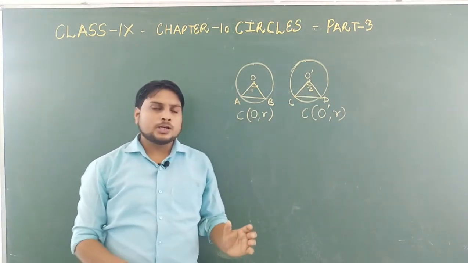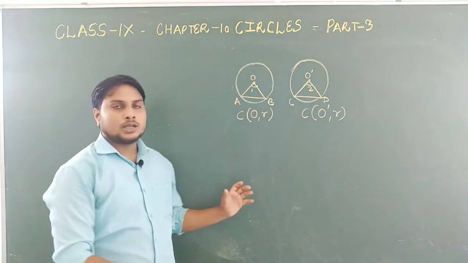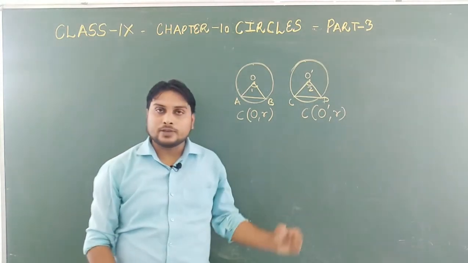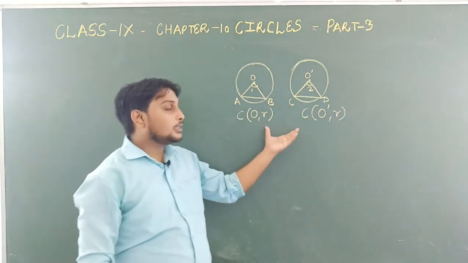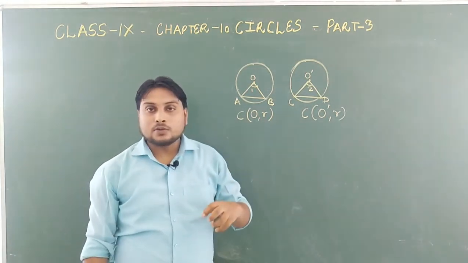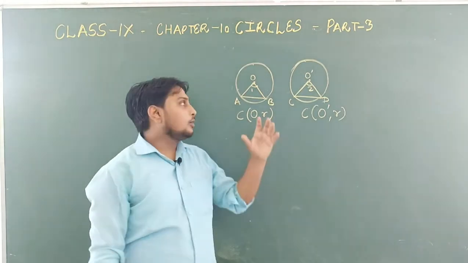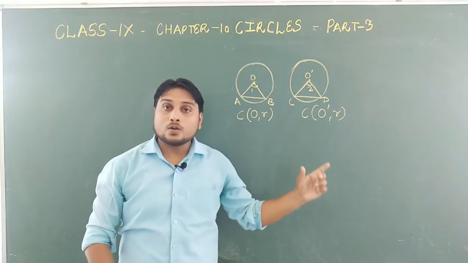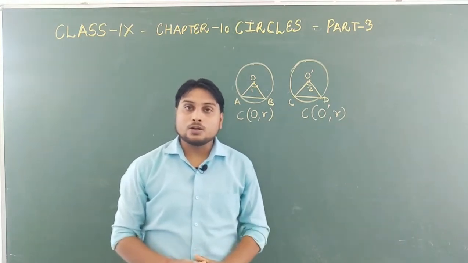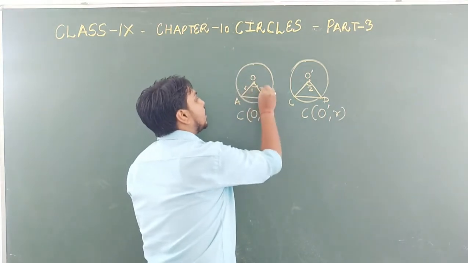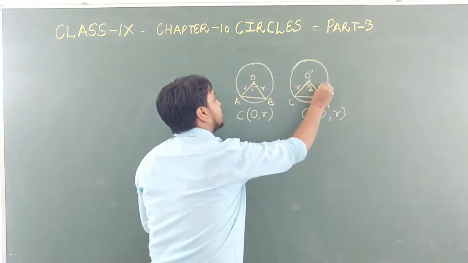Students, there is no difference between the first theorem that we have proved and this type of question. The only difference is that there was only one circle, and here two circles are there, but they are congruent. If they are congruent, then their radii will be the same. This is also R, this is also R, this is also R, and this is also R.